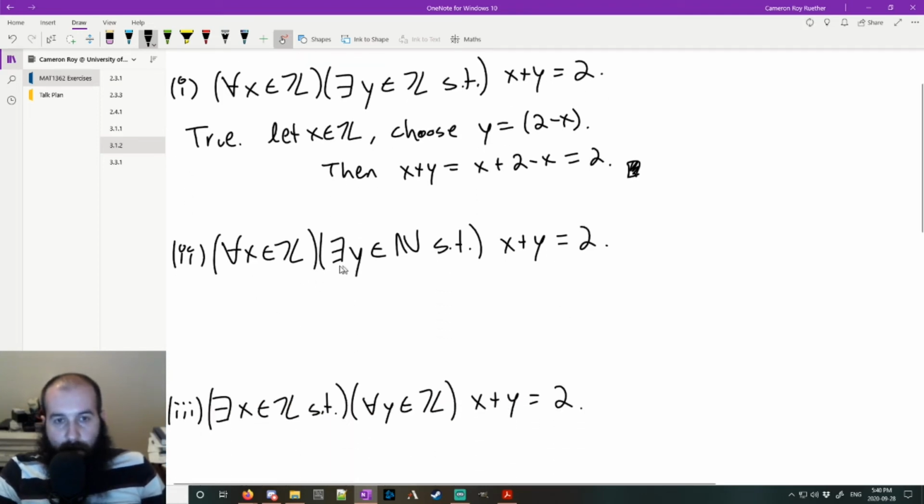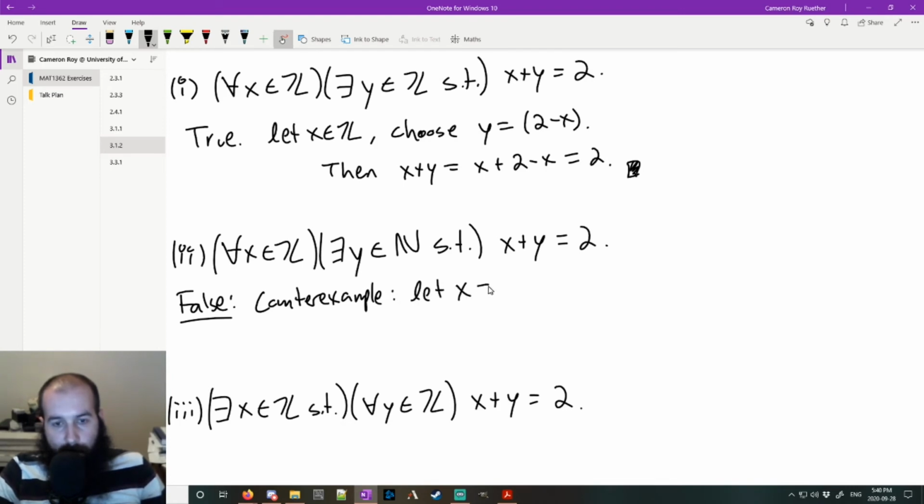Part 2 says for all integers x, there exists a natural number y, such that x plus y is equal to 2. This is false, because now when y is restricted to the natural numbers, we might not be able to choose 2 minus x, because 2 minus x may not be natural. So for instance, to show that this is false, we simply need to provide a counterexample. And for the counterexample, we can let x be 3.